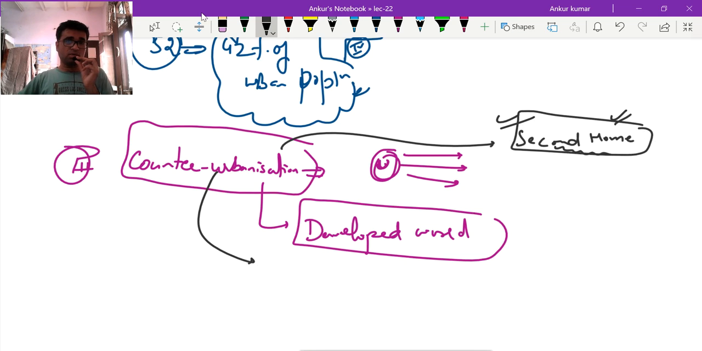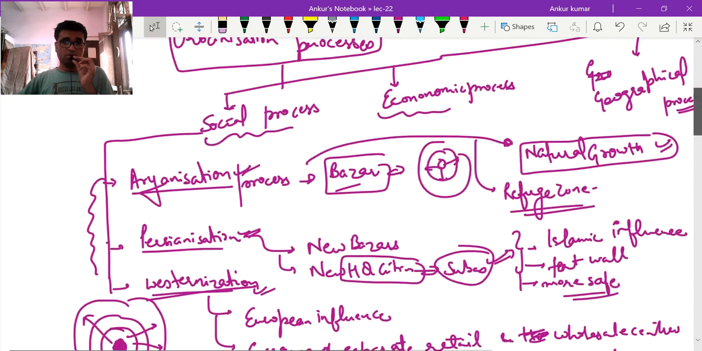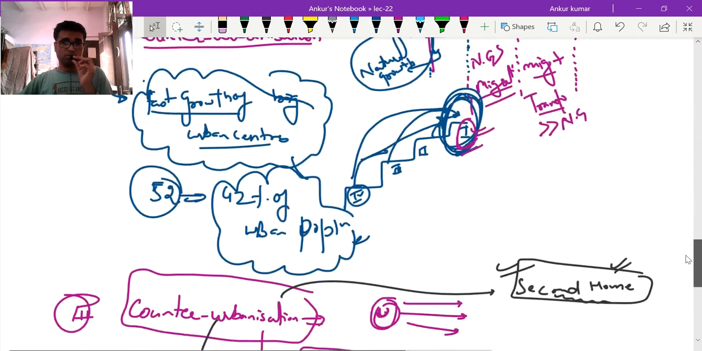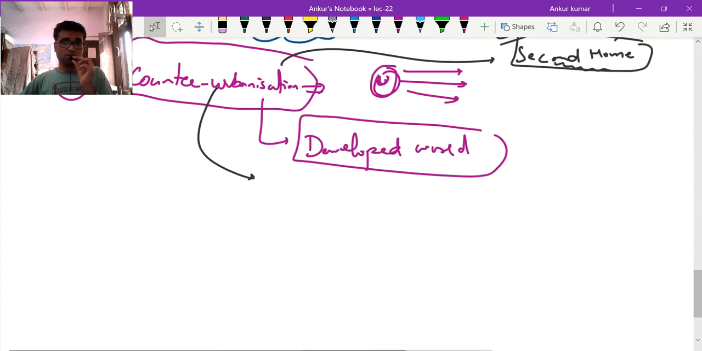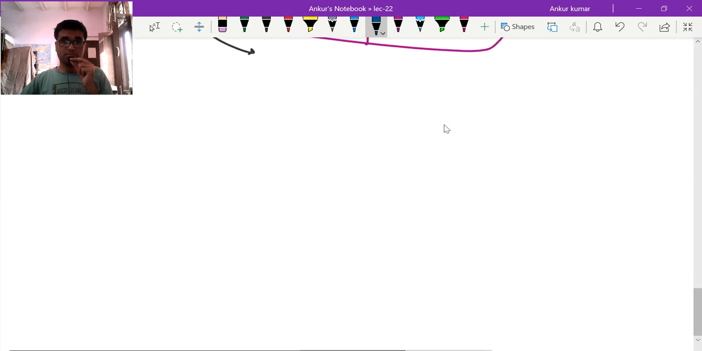So these are basically the three processes of urbanization which we discussed: the social process, the economic process, and the geographical process. Now we have studied the urbanization processes. Now let us study the urbanization patterns. So the next topic is the urbanization patterns.